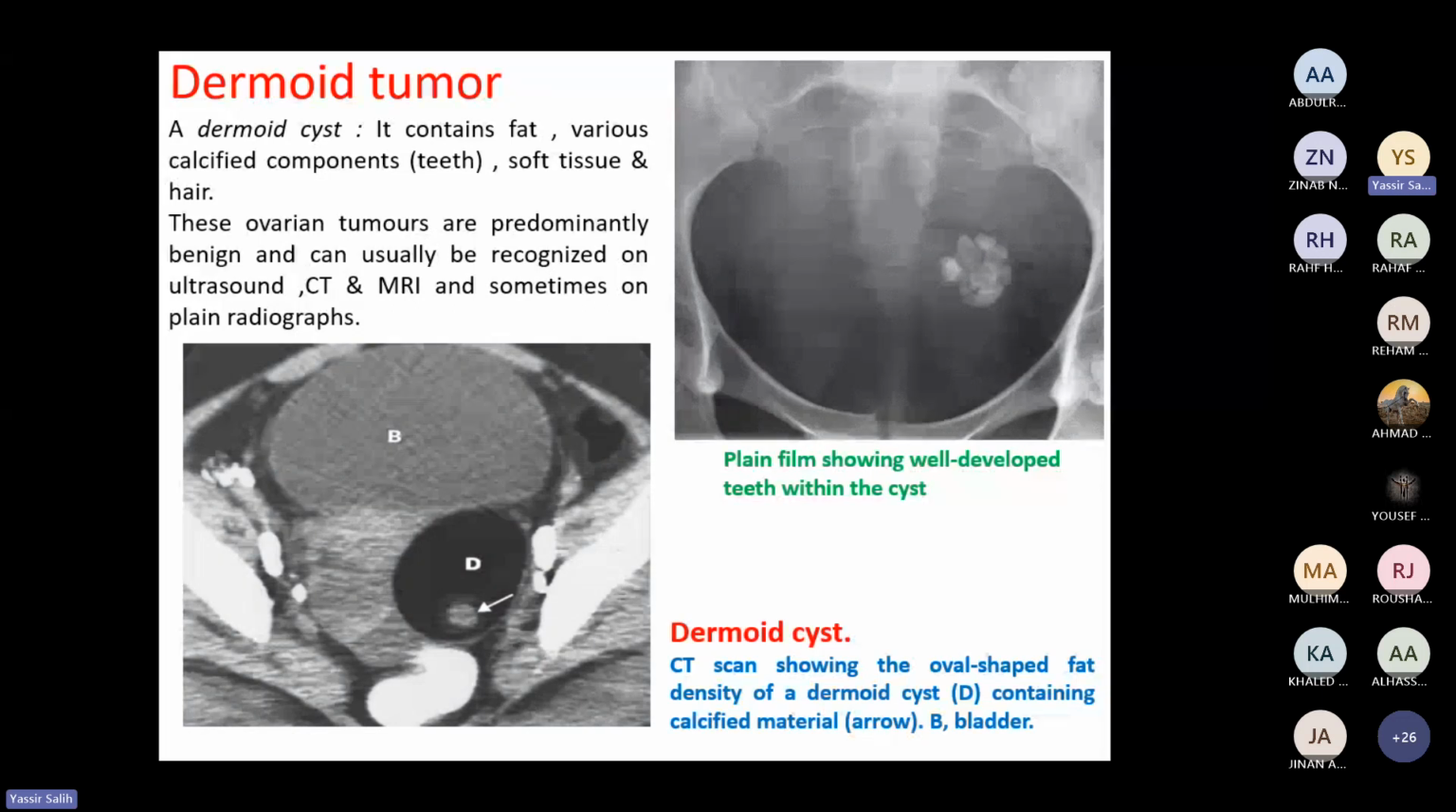If we do CT, what do you expect to see? Fat. How does fat appear on CT? What is the density of fat on CT? Hypodensity. We said it has a negative CT number, so it appears black. Air and fat are both black, but air is blacker because its CT number is more negative. But this is the fat. So this is the fat. And what is this?